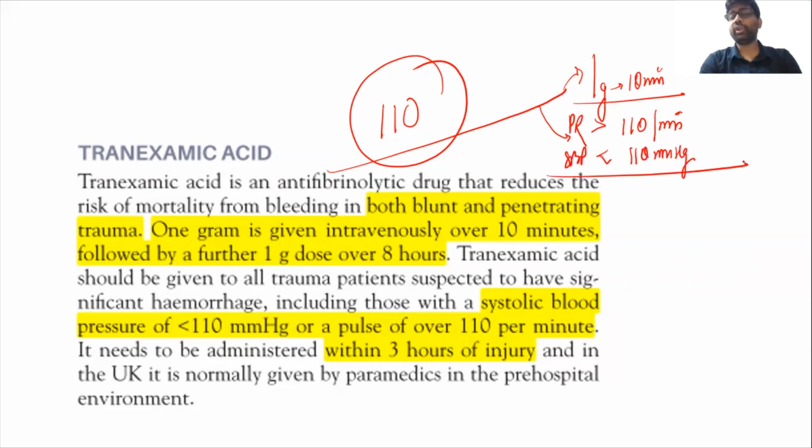The rule of 110. There are three important things: 1 gram over 10 minutes, pulse rate more than 110, systolic blood pressure less than 110. The next thing is it has to be given within 3 hours of injury. That is very, very important.